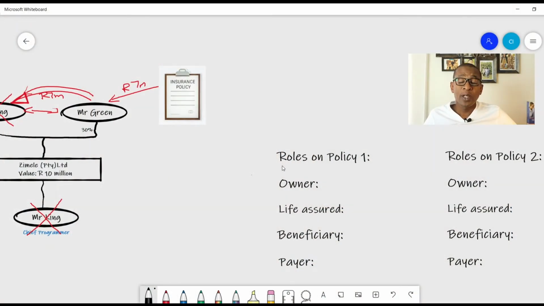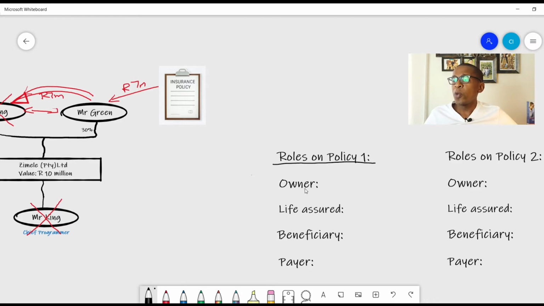So when those funds pay out, as the beneficiary or owner of the policy that Mr. Green has with that insurance company on the life of Mr. King, he can do as he pleases with those funds. We need a contract between Mr. Green and Mr. King to manage how those funds are going to be utilized. So we know that in terms of the funding, Mr. Green is going to get the 7 million rands from an insurance policy in the event of Mr. King's death. What does that policy look like in terms of structuring it?